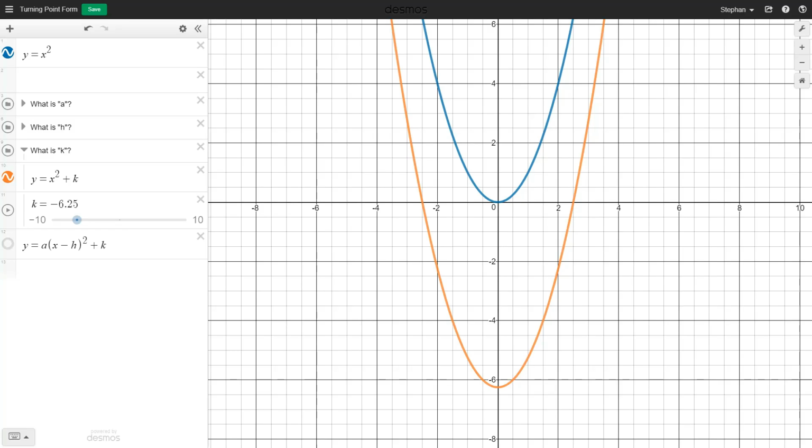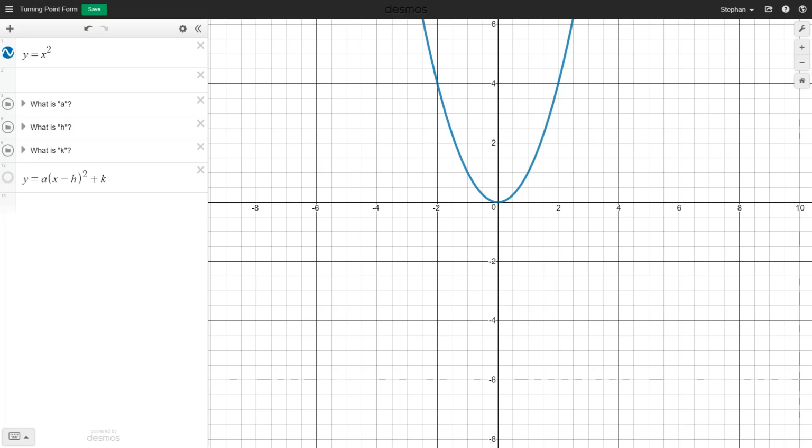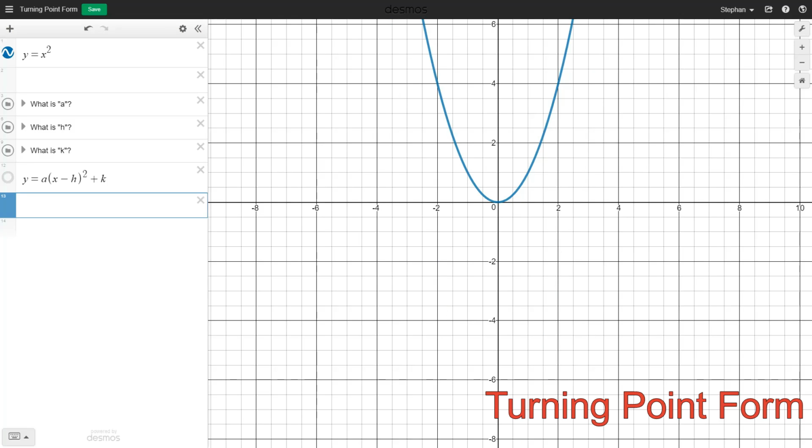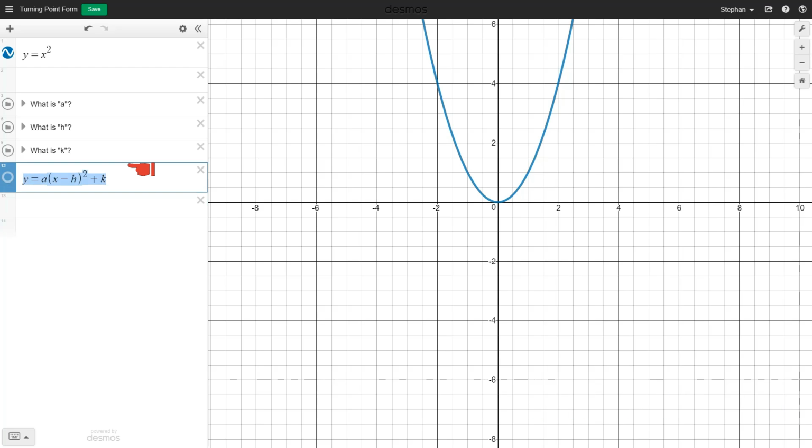So we have these three things, A, H, and K, all doing distinct things to the graph. So when we put it all together, we have what's called turning point form, which is this one here. Now I'm not going to click on that one, that's just to give you a reference to show you where the A and the H and the K fit into what we call turning point form.